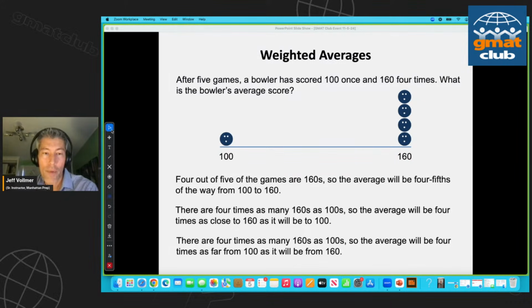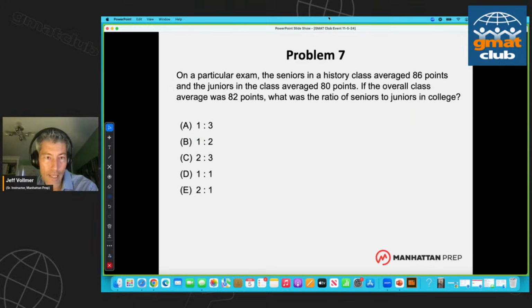I can't get this picture much higher, but let's go take a look at a different problem. I got 2 more problems here that build on this, and hopefully we can close this out. Let's take a look at this one.